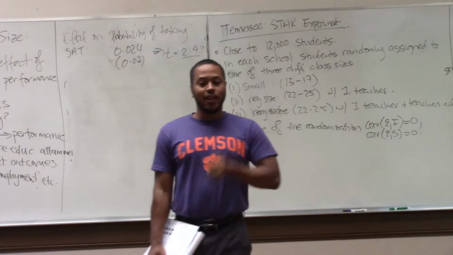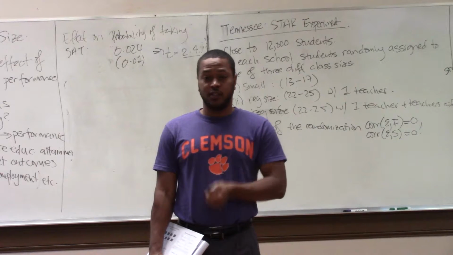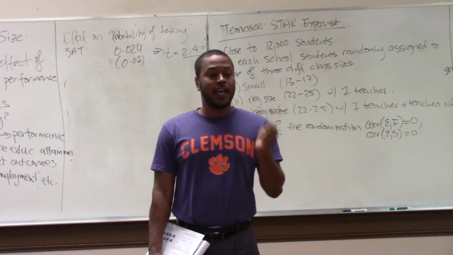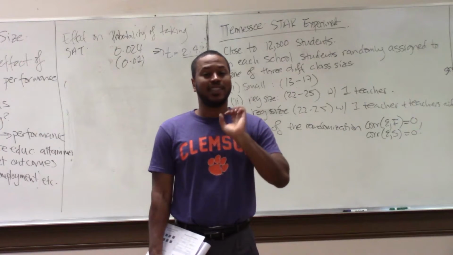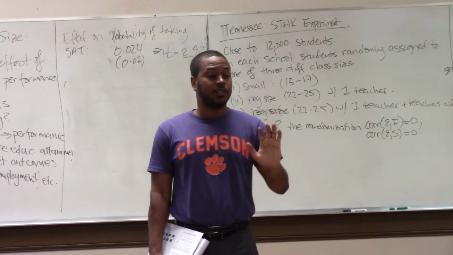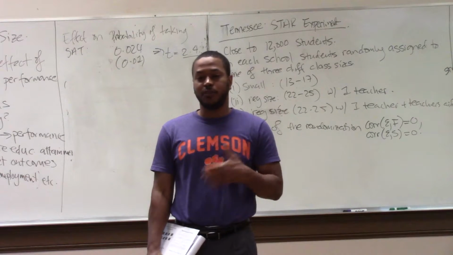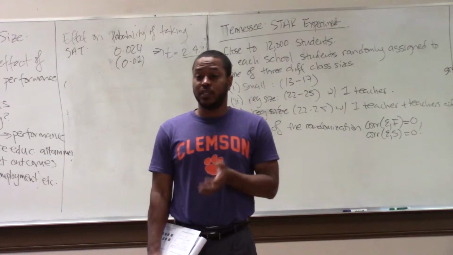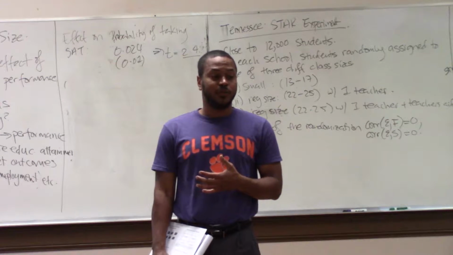So we randomly assign folks into small classes and regular classes, right? And as a test for the randomization, we wanted to see, are the teacher characteristics and the student characteristics similar in both types of classes? Because if we see that they are similar in both types of classes, then that would be a strong test that the randomization was done properly, right? Does that make sense? Okay.